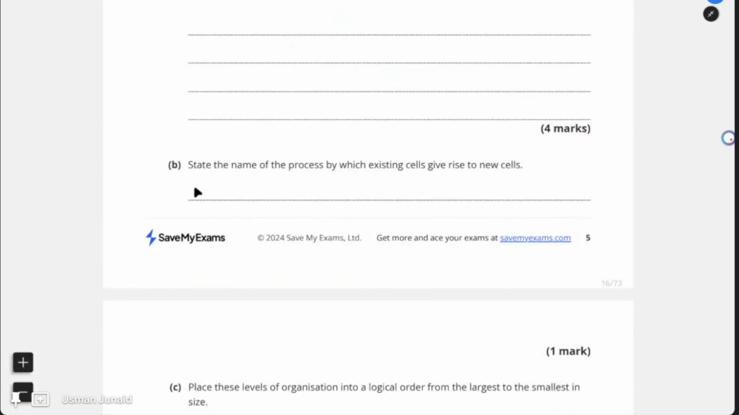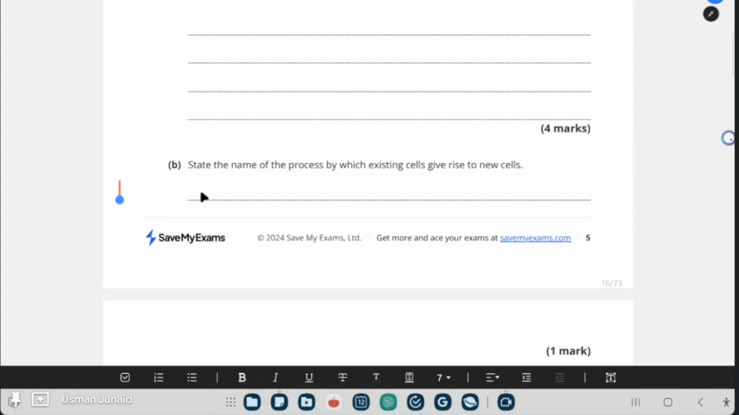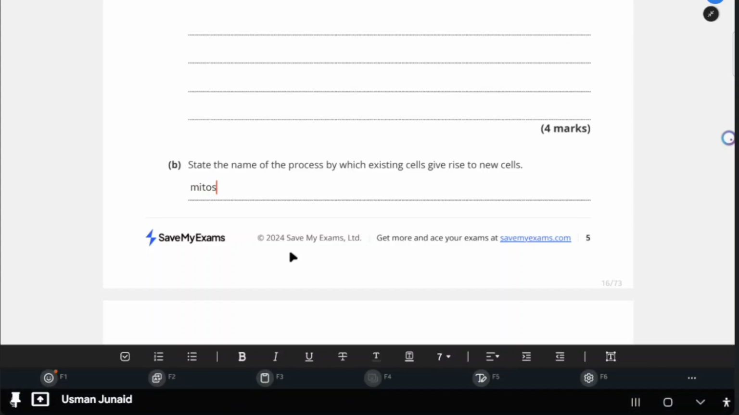State the name of the process by which existing cells give rise to new cells. So this is called mitosis. Okay. It's when one cell gives rise to two new daughter cells. Will you remember this? So this is called mitosis.